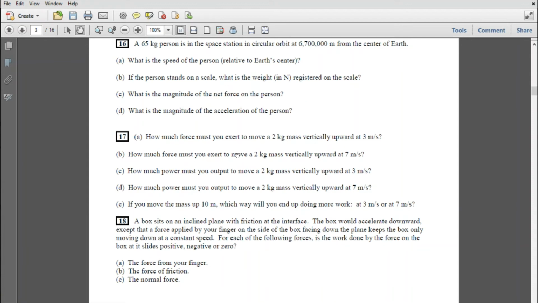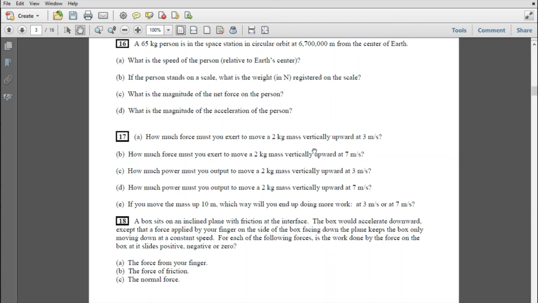How much force must you exert to move a 2 kilogram mass vertically upward at 3 meters per second? How much force must you exert to move it up at 7 meters per second? How much power? How much power? So same questions for power. If you move a mass up 10 meters, which way will you end up doing more work?